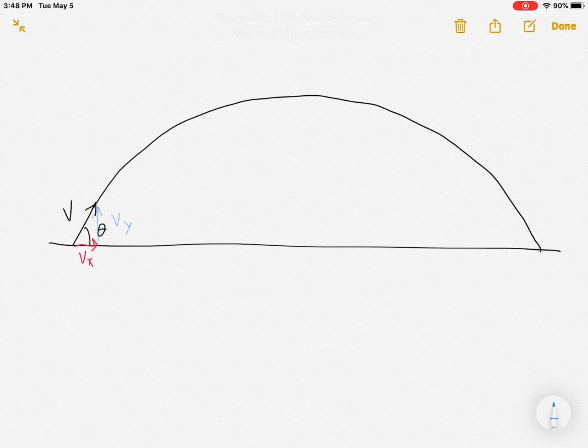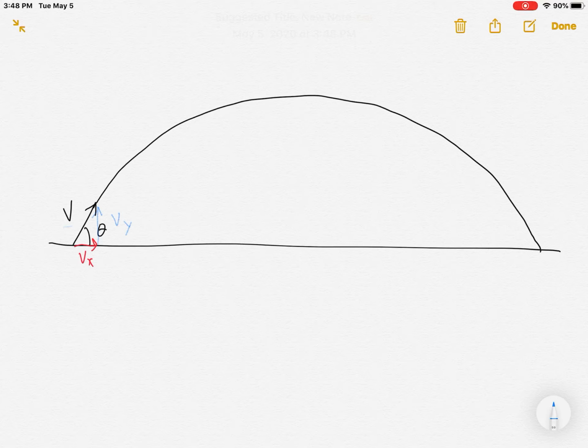Let's review projectile motion. What we've got here is a classic-looking projectile motion situation where we have an initial velocity v, an object fired at an initial velocity of v at angle theta.